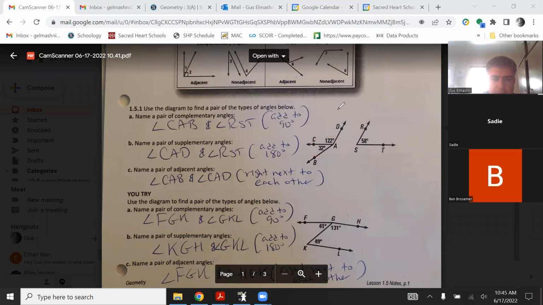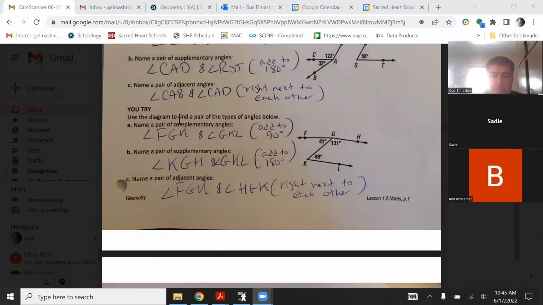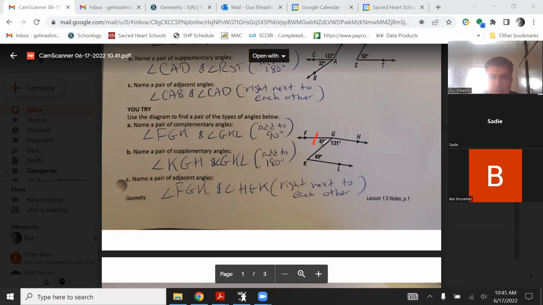We'll keep moving here. Name a pair of complementary angles. Same thing again: they have to add to 90. These two add to 90. So FGK and GKL add to 180. These guys have to add to 180. So KGH and GKL add to 180. Adjacent has to be right next to each other. These are right next to each other: FGK and HGK. Very nice. Any questions on the first page?